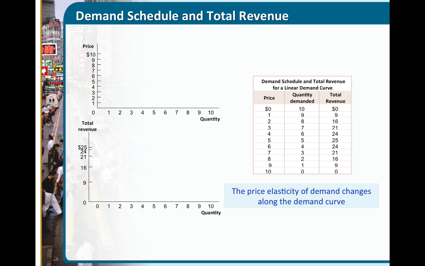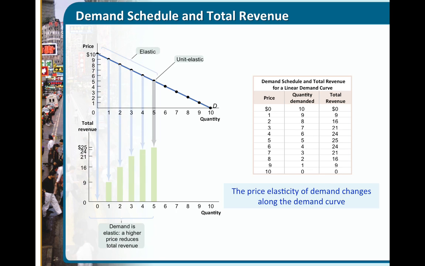So let's also look at the demand schedule and total revenue. The price elasticity of demand will change itself along the demand curve. You'll see here at this point, it is exactly unit elastic, and that's usually in the middle somewhere. As you move along the demand curve, you will see demand is elastic at these higher prices. A higher price will reduce total revenue. So as you move up here, the more you increase price, you're going to lose revenue.